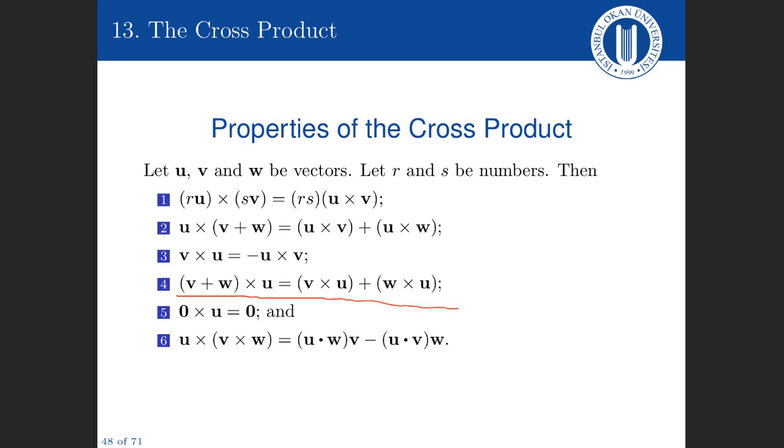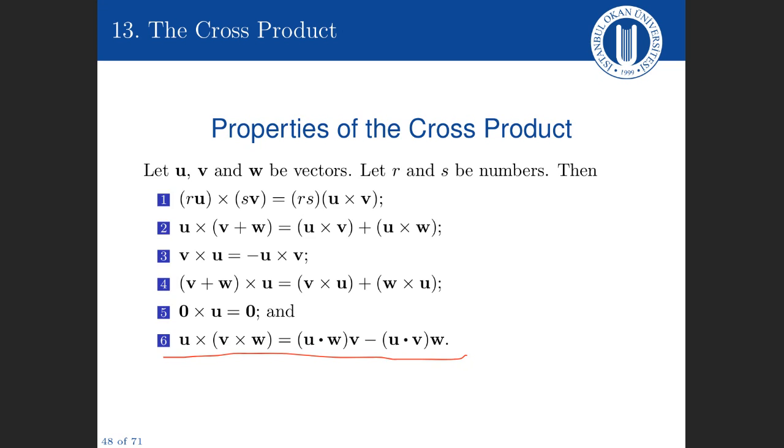Property 4 looks straightforward. (v plus w) cross u is v cross u plus w cross u. Yeah, I'm happy with that, and that makes sense. u cross u is always equal to the 0 vector, as you can see from the definition. And another unusual one, u cross (v cross w) is (u dot w) v minus (u dot v) w.